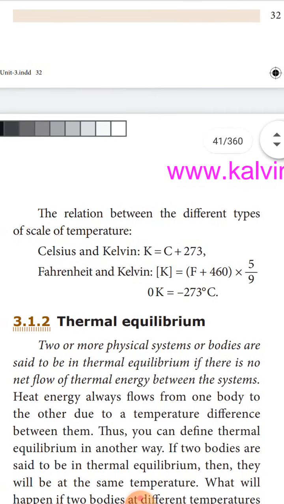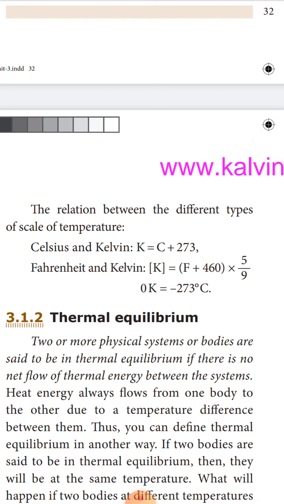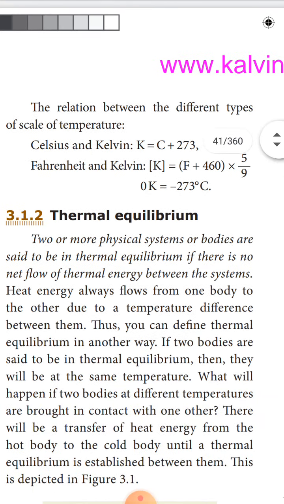The relationship between the different scales of temperature: Celsius and Kelvin, K is equal to C plus 273. That is, 0 K is equal to minus 273 degree C. Fahrenheit and Kelvin, K is equal to F plus 460 into 5 by 9.